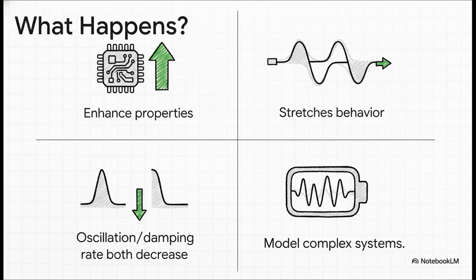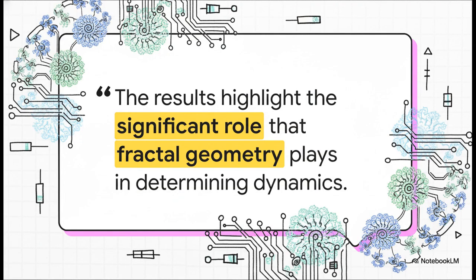It means we can start to accurately model really complex systems, like the slow, messy way a battery degrades, or even the unpredictable electrical signals firing in the human brain, things that just don't play by the simple, smooth rules of classical physics. And don't just take my word for it. The authors of the study themselves said it best. They concluded that the very geometry of these parts, their fractalness, fundamentally changes how they behave over time. We are literally tapping into a new set of physical rules here.